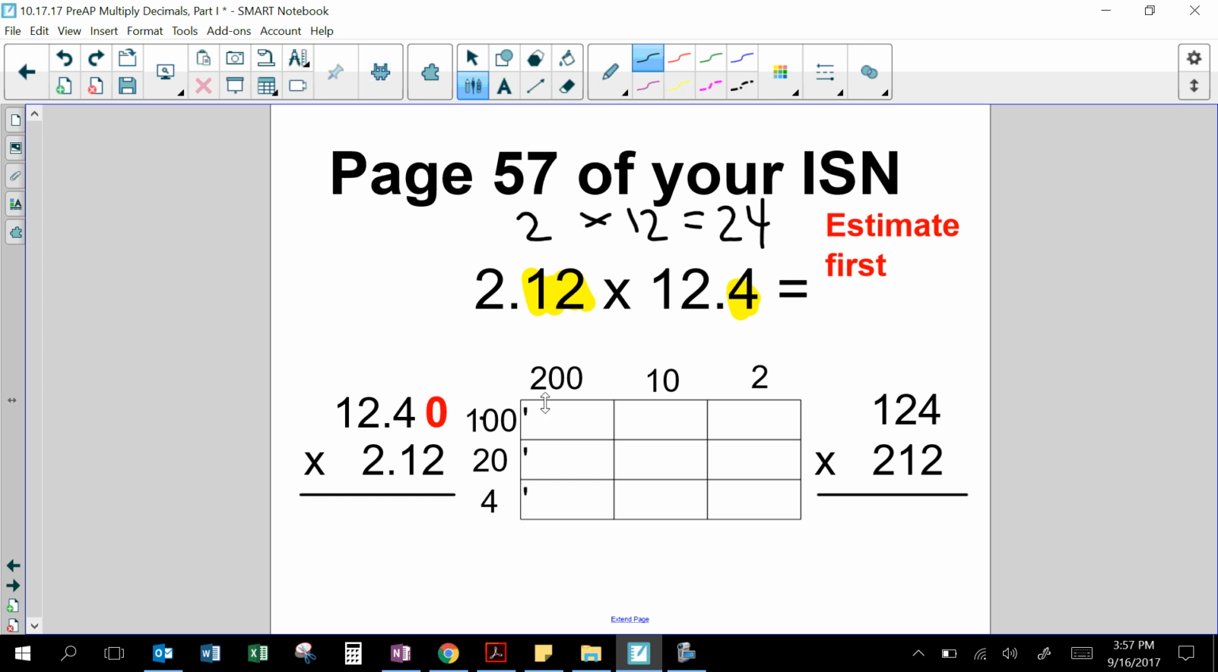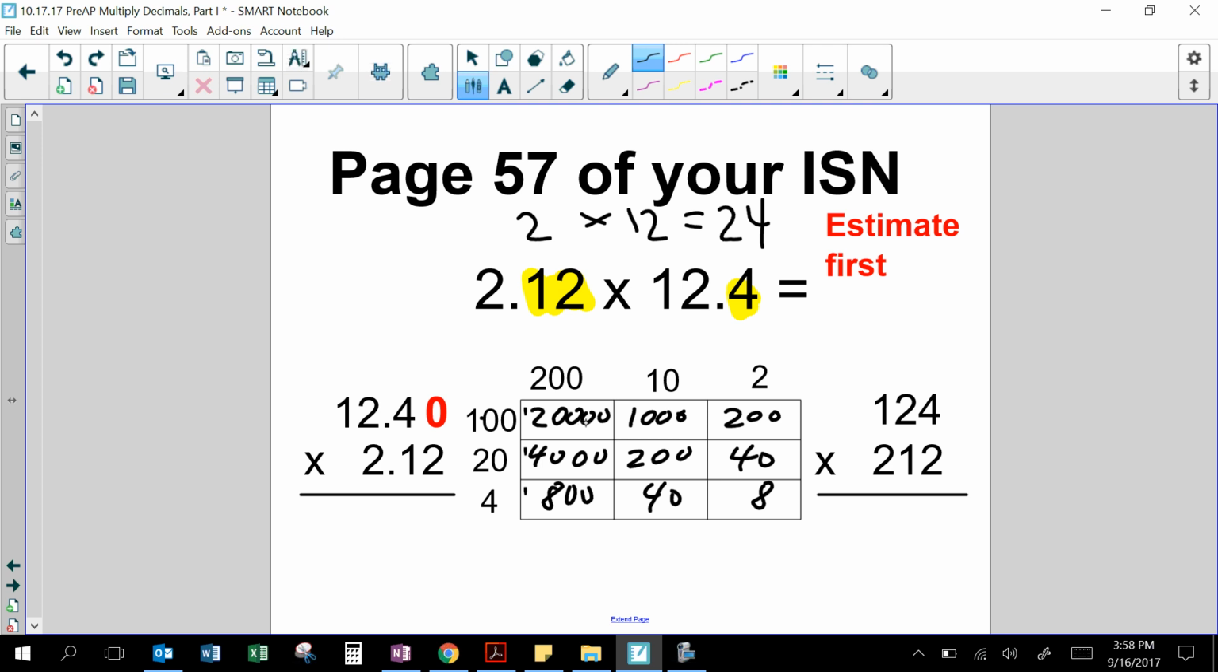100 times 2. 1 times 2 is 2. There are 4 zeros here. 100 times 10, that's 1 with 3 zeros, 1,000. 100 times 2 is 200. 200 times 20 is 4,000. 20 times 10 is 200. 20 times 2 is 40. 200 times 4 is 800. 10 times 4 is 40. 4 times 2 is 8.